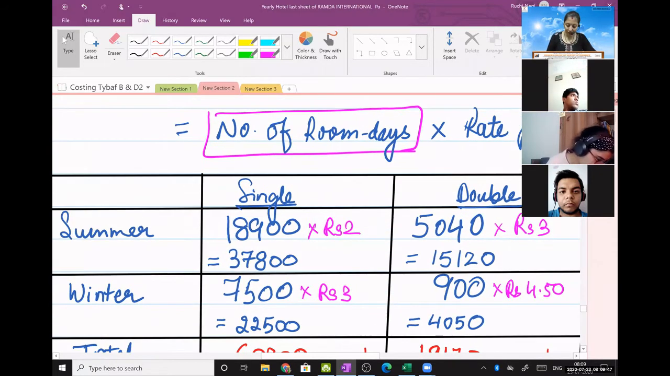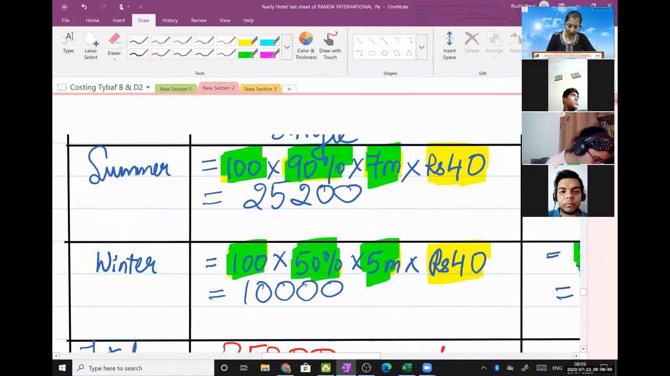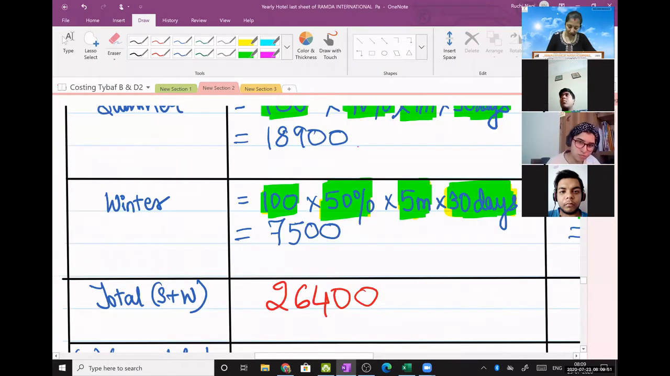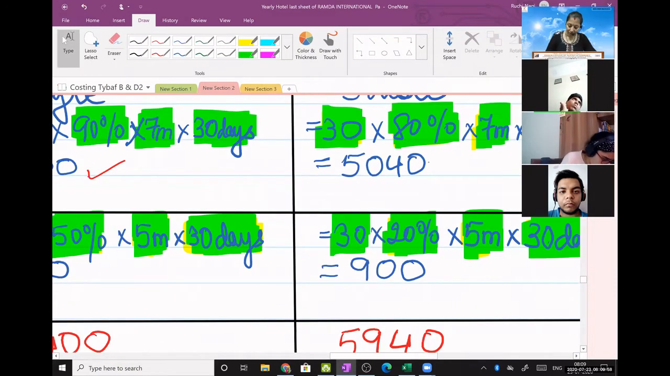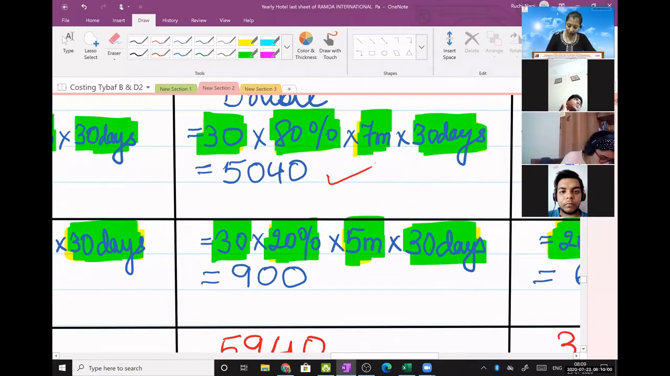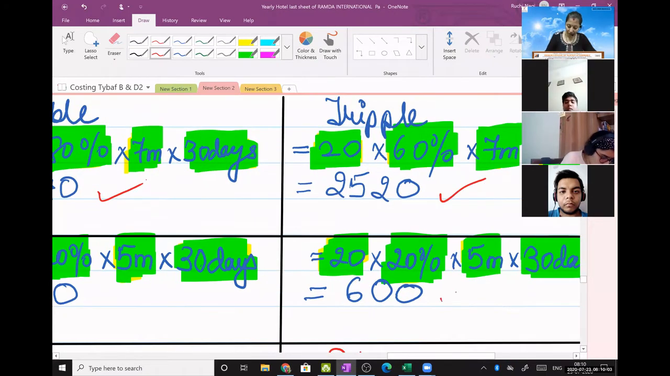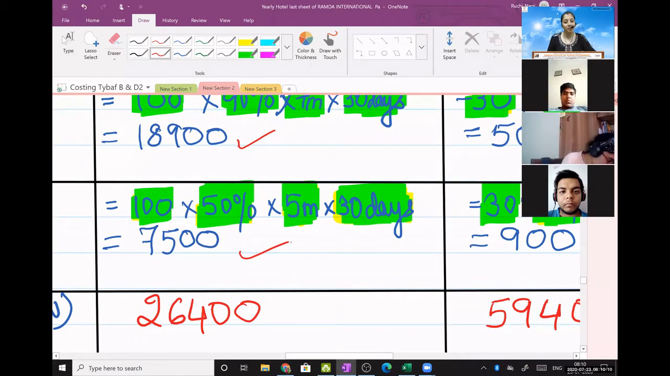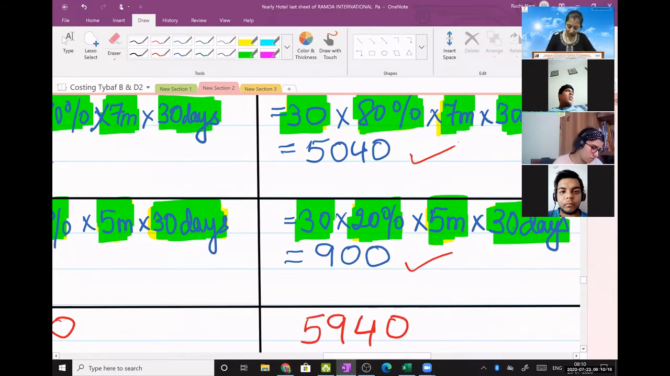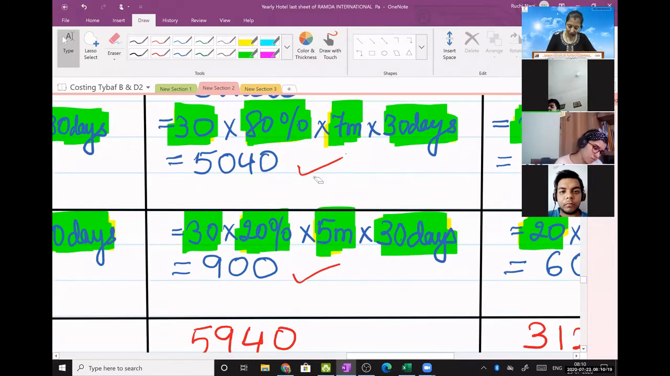18,900, 5040. All these answers you will get from here, working with number 1. See, 18,900, 5040, 2520, 600, 900, 7,500. These figures you will get from here. Clear? And multiply with the rate.